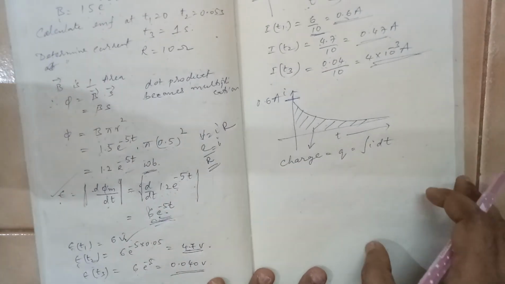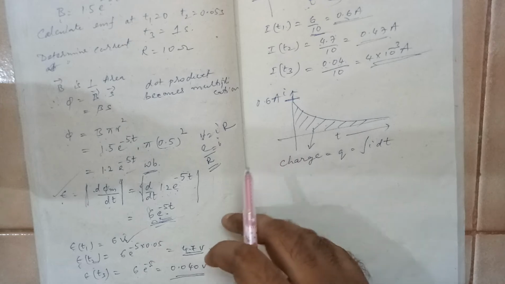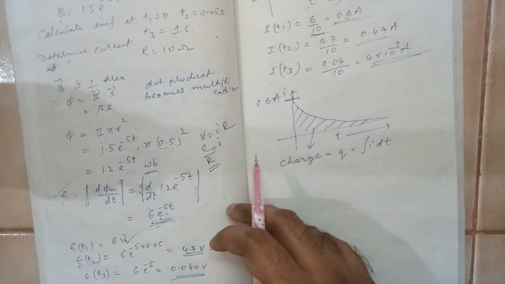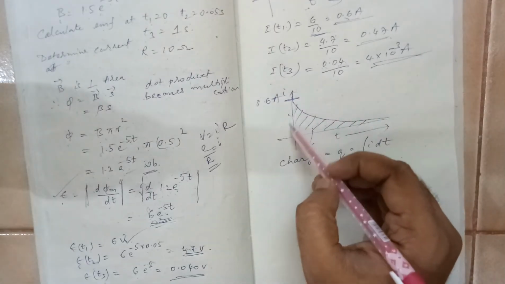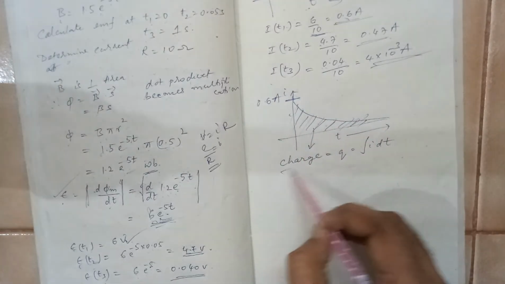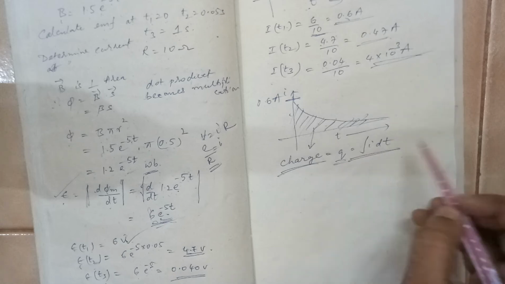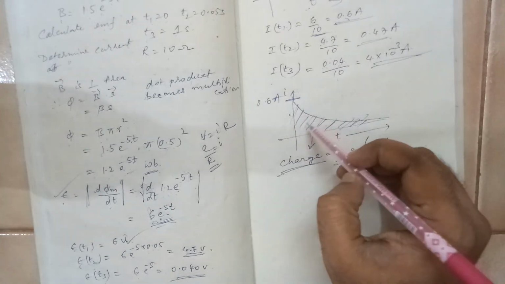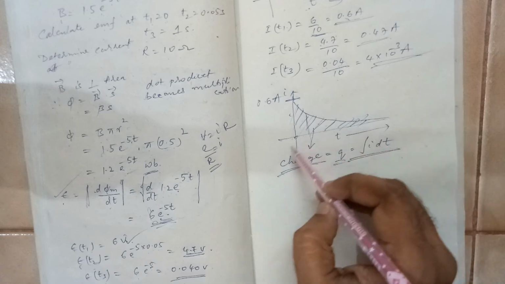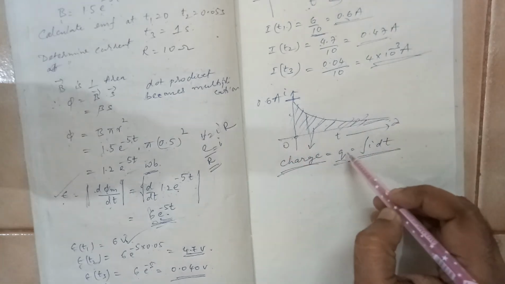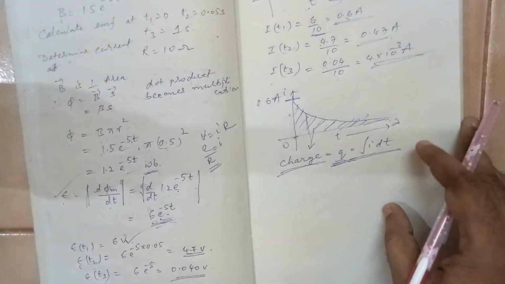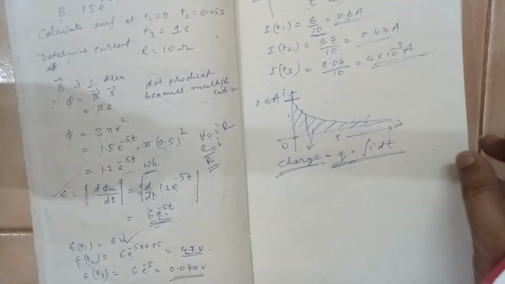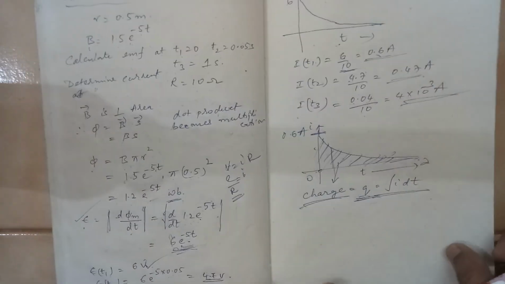If in the question, let us say one more question is asked, find the total charge deposited or something like that, then what you are supposed to do? You have to find this area. You get the charge: Q is equal to the integration of I dt. You take a small strip, integrate from 0 to infinity, you get the total charge deposited. Like this you have to do this type of problems. Please note down. We will see some other numericals.